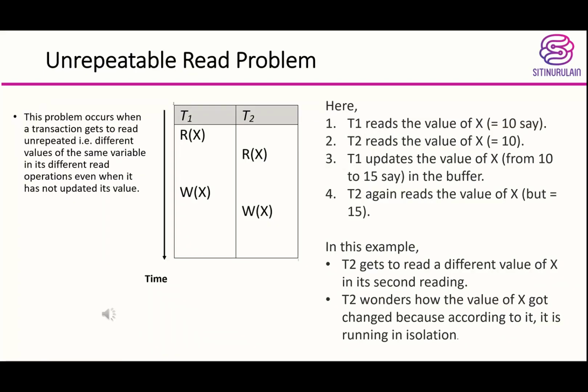Unrepeatable read problem is the problem that occurs when a transaction gets to read unrepeated, i.e. different, values of the same variable in its different read operations even when it has not updated its value.